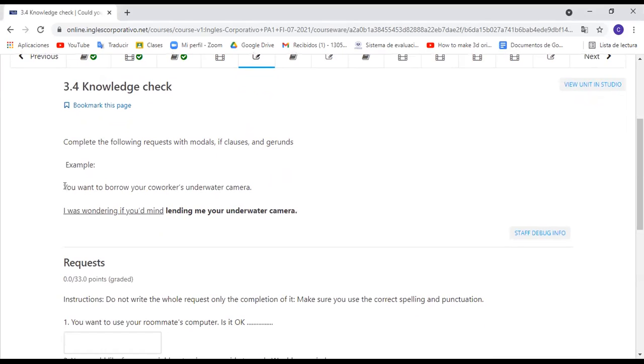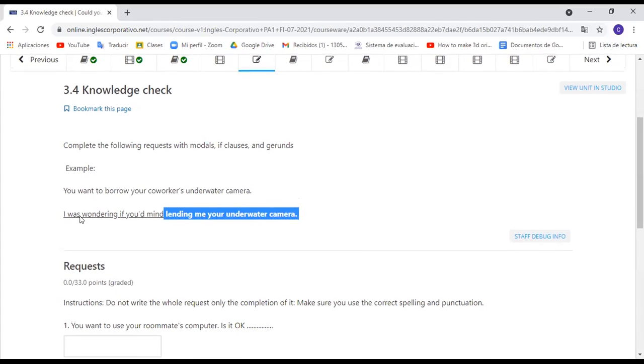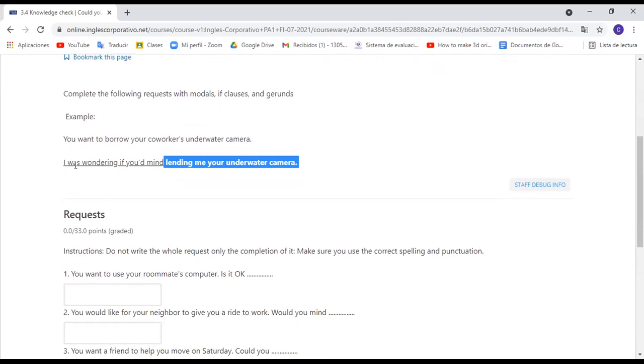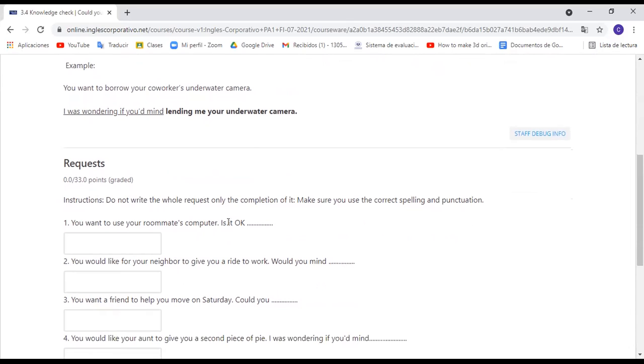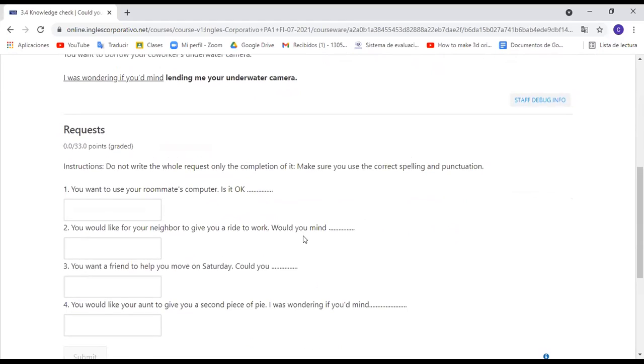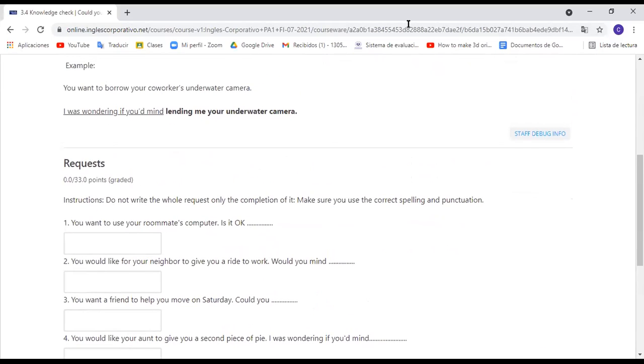So how is it going to be? For example, here is the normal one. You want to borrow your coworker's underwater camera. You are going to write only the part that you are missing, right? "I was wondering if you mind," and then "lending me your underwater camera." How would you ask it? So in here, we already have the beginning. Is it okay? Would you mind? Could you? All you need to do is complete it with the correct way to ask.